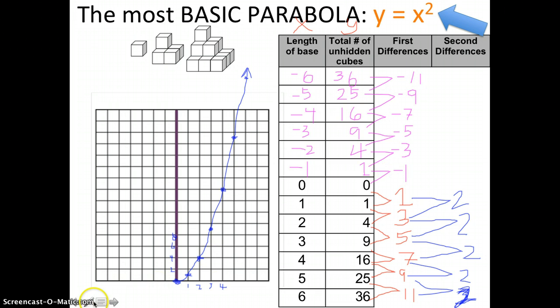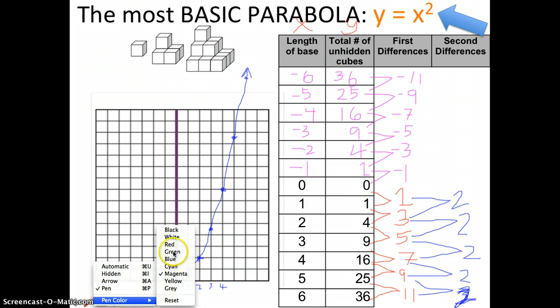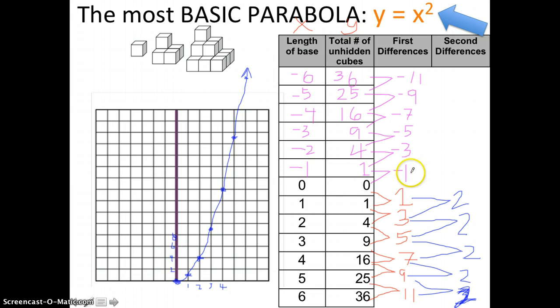Okay, and now second differences again. The difference from -1 to 1, that space is 2. We would have to go up from -1 to 1 by 2. From -3 to -1, we'd have to go up by 2, so again positive. From -5 to -3, we'd go up by 2. -7 to -5, up by 2. -9 to -7, up by 2. And -11 to -9 would take us up by 2.